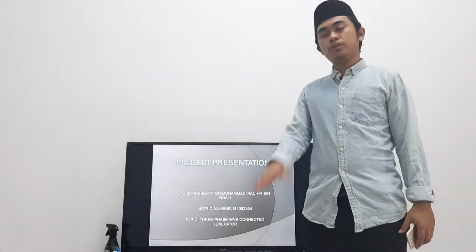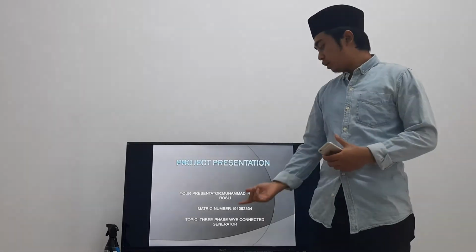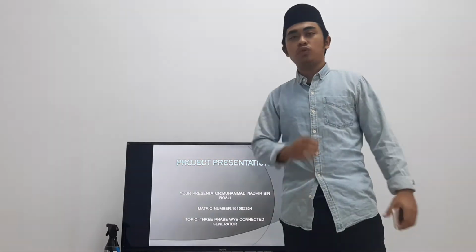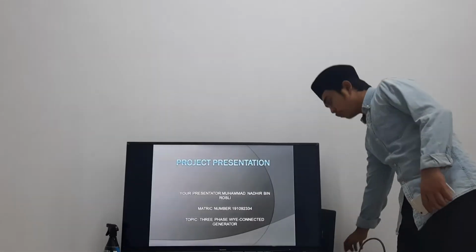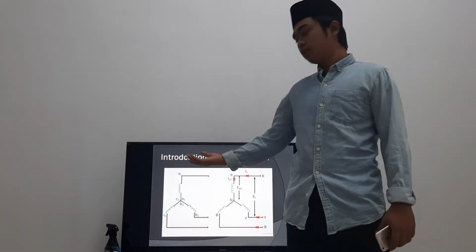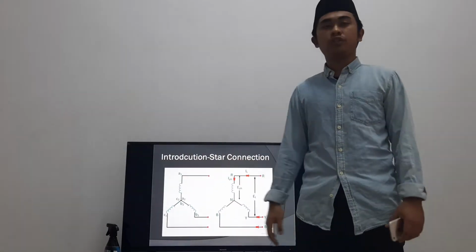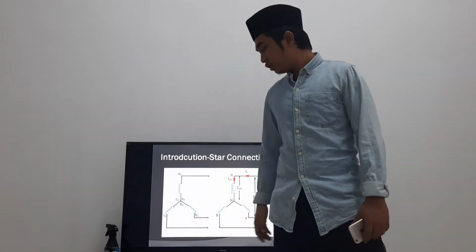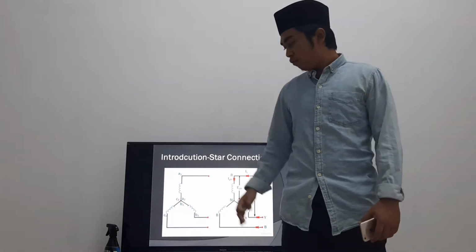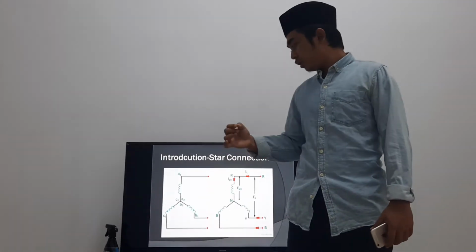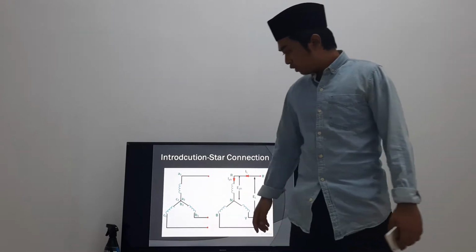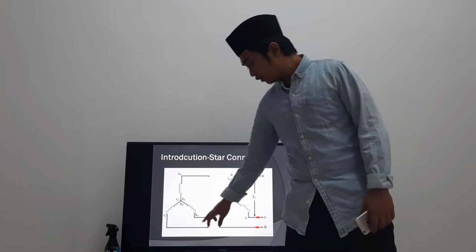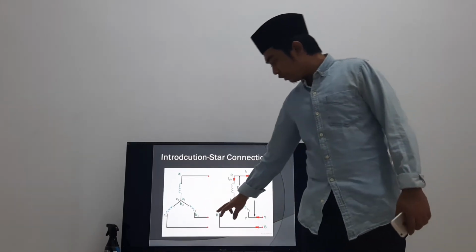So today I'm going to present the topic of the three-phase Y connected generator. So let's go. Firstly, as you can see, for the introduction is the star connection. This is the primary sketching for the star connection. As you can see, this is the inductor.